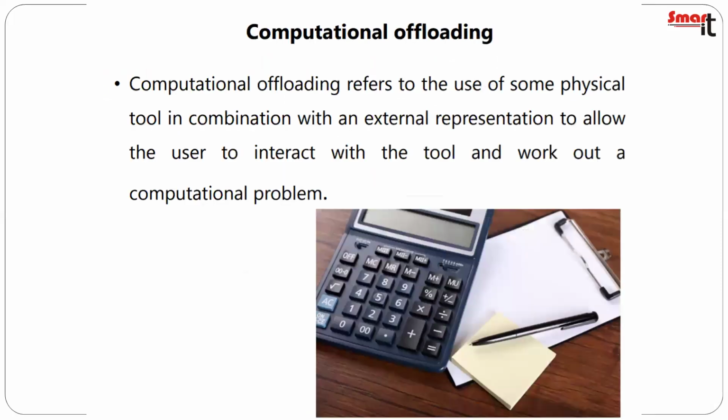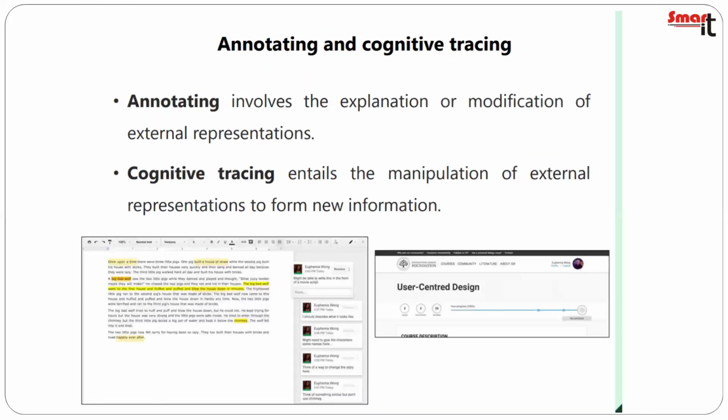And here are some more explanations of this. I will explain this one, which is somewhat different, some new terms. Annotating and cognitive tracing. Annotating involves explanation or modification of external representations, giving some kind of explanation. Cognitive tracing is manipulation of external representations to form new information. Cognitive tracing is using that existing information. If you are forming a new idea, that is called cognitive tracing, right?